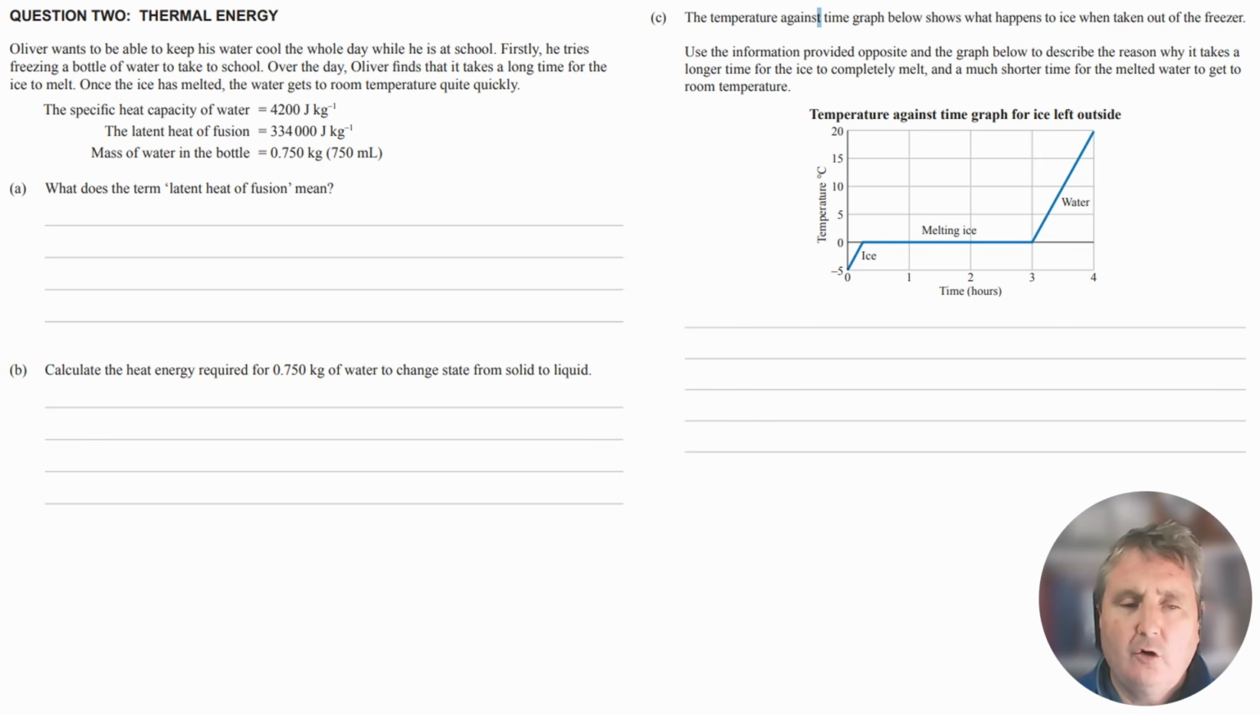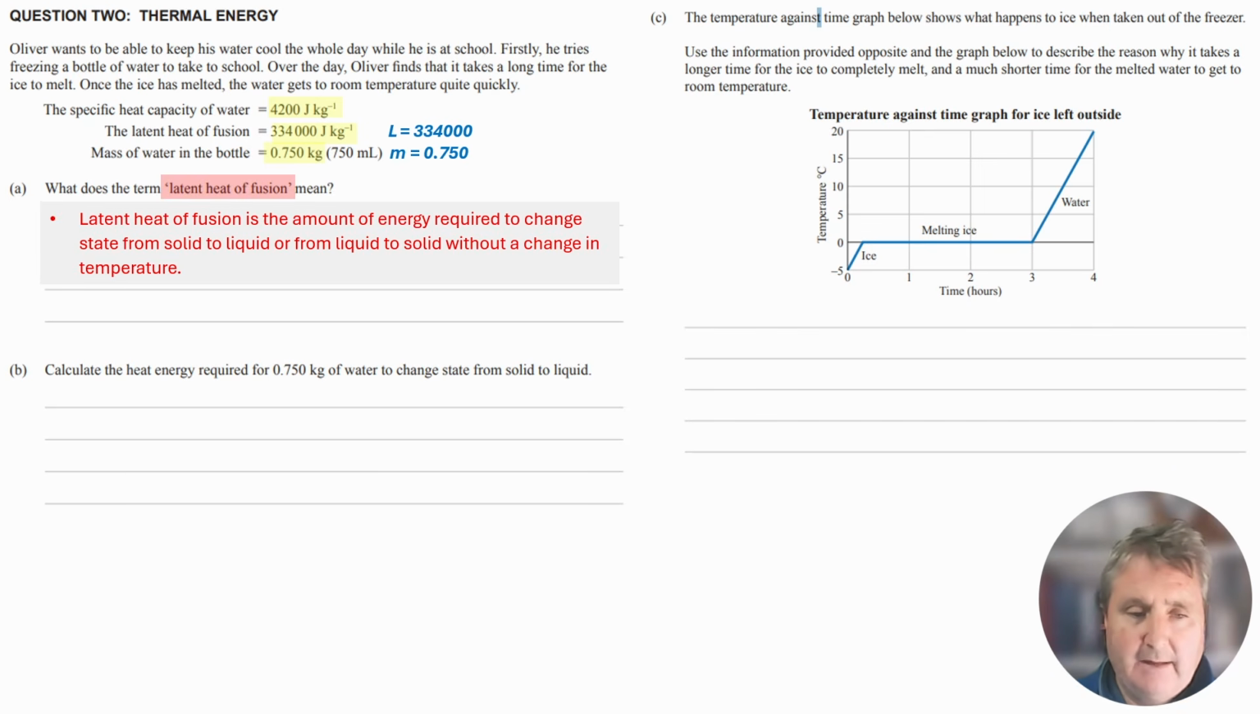Okay, so they've given us 3 values here. We've got the specific heat capacity of water, the latent heat of fusion, and the mass of water in the bottle. Now, the latent heat of fusion is L here, and I've just written this out again, and I've written out the mass. Now, what does latent heat of fusion mean? It's the energy required to break the bonds between the particles when we change it from a solid to a liquid. So that's what latent heat is, the amount of energy required to change the state from solid to liquid.